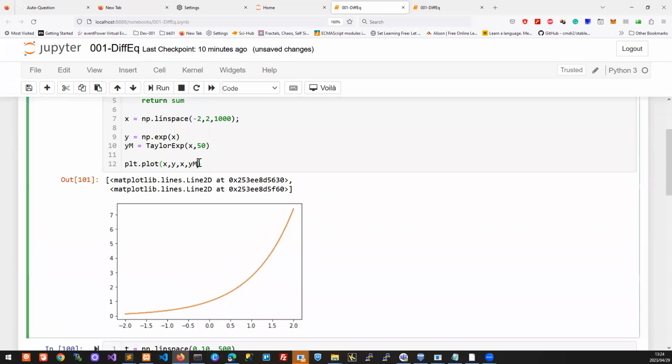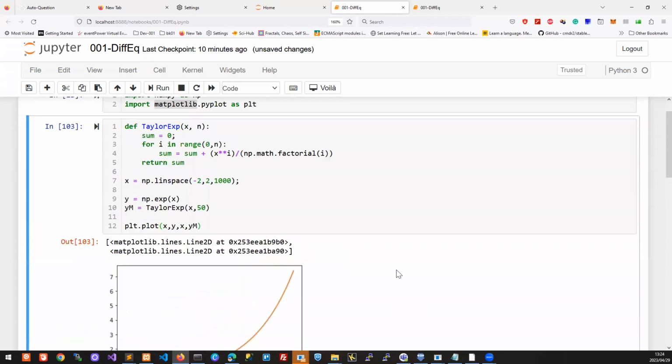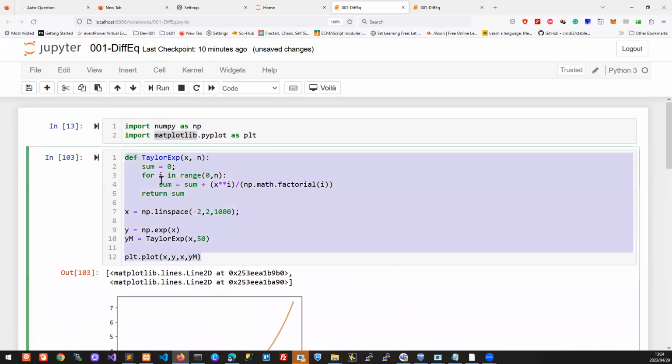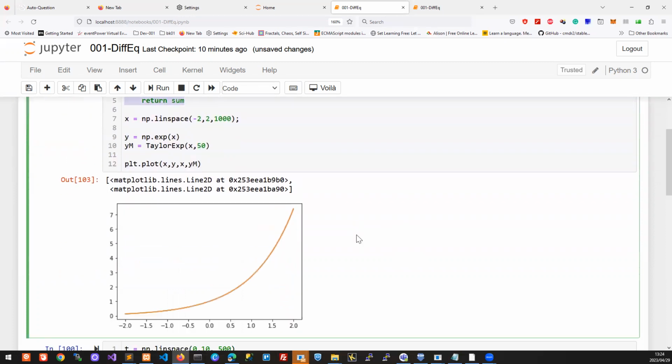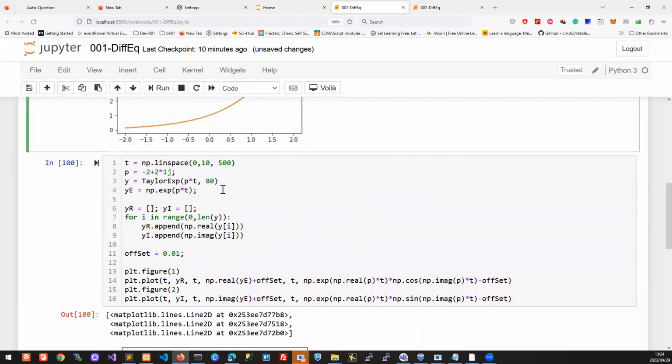So let's provide it with a small offset here. Let's add a 0.1 just to make it different enough that we can see there are two curves here. Right, so it seems our Taylor series function is working correctly, right? So this is just a test to see if we've written this function correctly. Now let's apply it with our imaginary numbers.